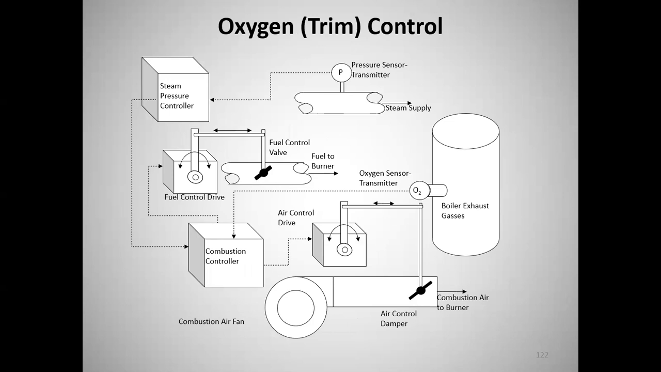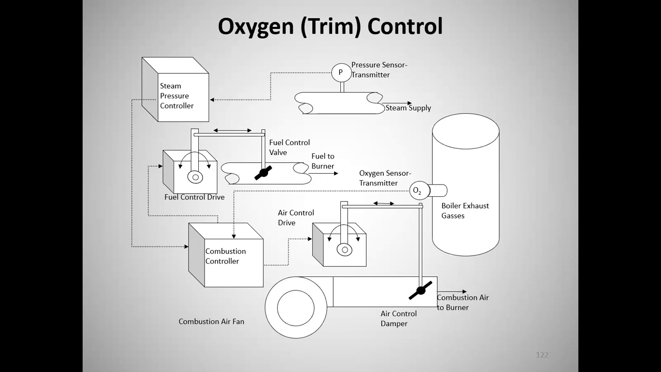Okay, an automatic oxygen trim or an automatic control system. You see now in the boiler exhaust gases, we have an O2 sensor. And an O2 sensor sends a signal to the combustion controller, and basically that signal drives the air control damper or speed control or whatever the mechanism is by which you're controlling the capacity of your fan.